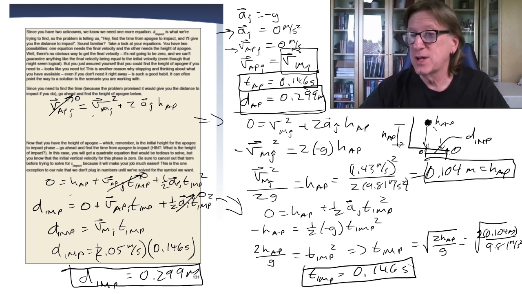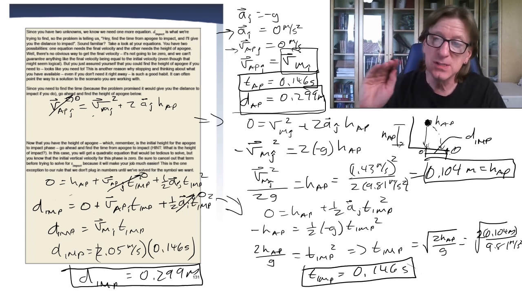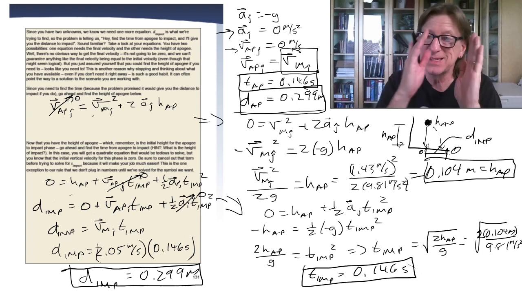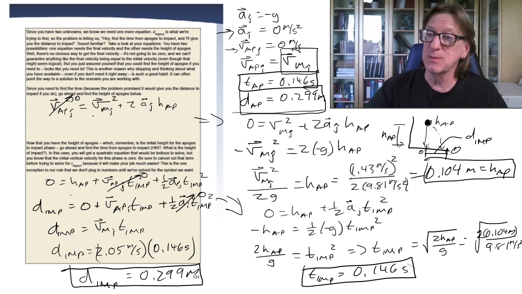Now that should not surprise you, right? Because there was no acceleration in the horizontal direction, it was moving at a constant speed. So in the same amount of time, it's going to cover the same amount of distance. Make sure that that makes sense to you.